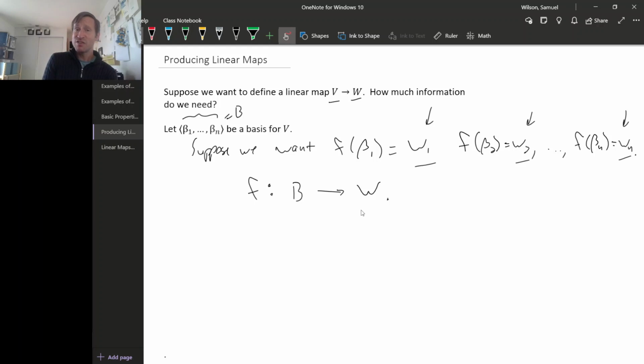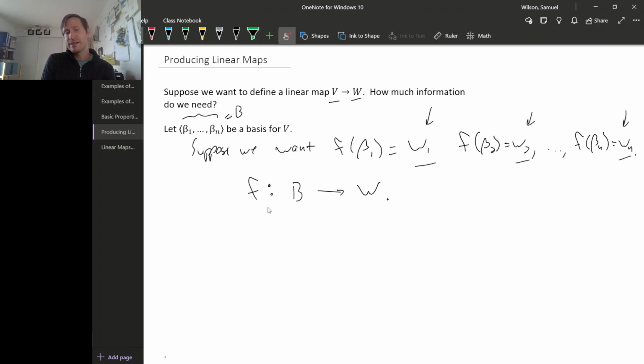This is enough to totally determine what the homomorphism does. As we saw with isomorphisms, this should come as no surprise, because we know that if two homomorphisms agree on a basis, then they're the same homomorphism. So it stands to reason that having a function only on a basis should give you a homomorphism. But let's check why that is.